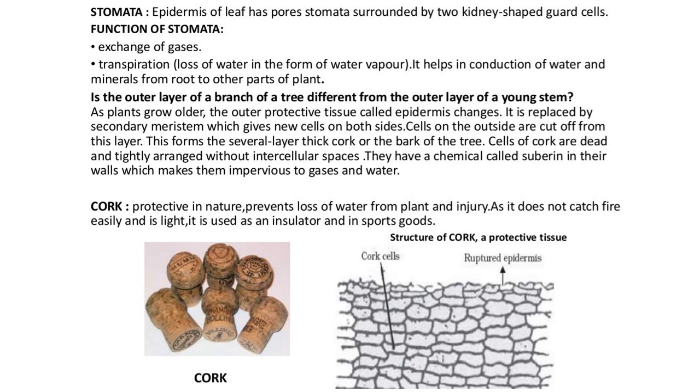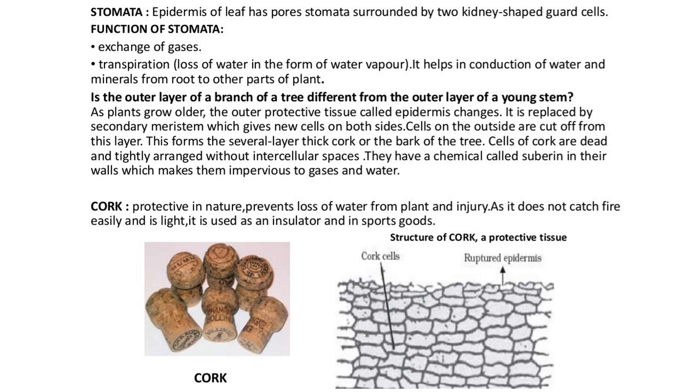Now the question comes: is the outer layer of a branch of a tree different from the outer layer of a young stem? Yes. How? As the plant grows older, the older protective tissue called epidermis changes. There are changes observed in it. It is replaced by secondary meristem, which gives new cells on both the sides. So cells on the outside are cut off from this layer, and this forms the several-layer-thick cork or bark of the tree, and cells of cork are dead.